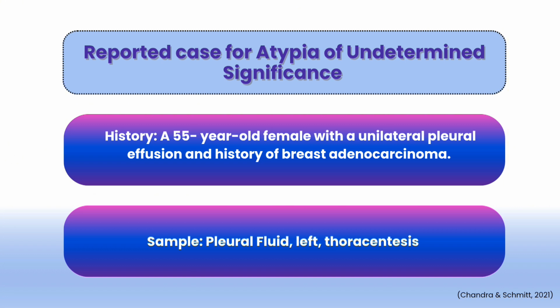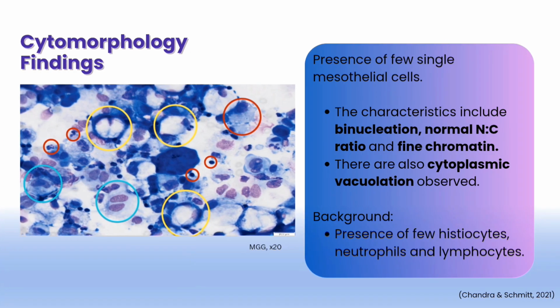The history of the patient is a 55-year-old female with unilateral pleural effusion with a history of breast adenocarcinoma. The sample collected is pleural fluid at the left side of the lung through thoracentesis. Next, moving on to the cytomorphological findings.